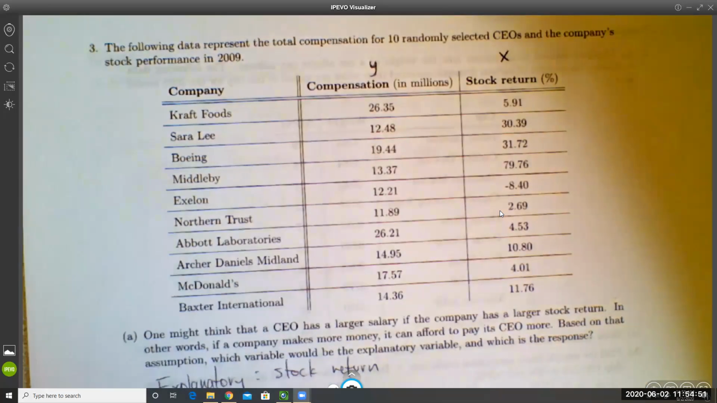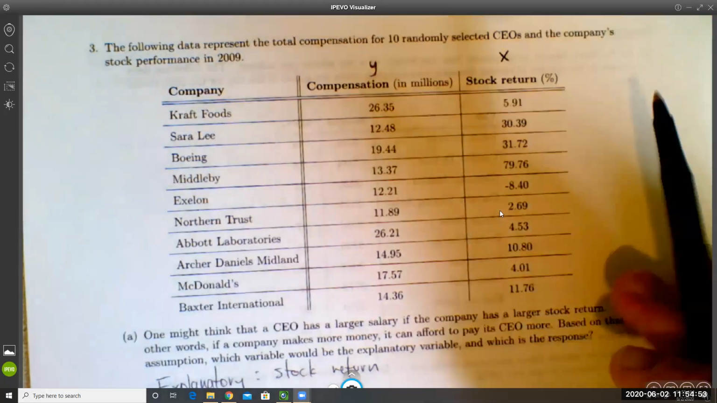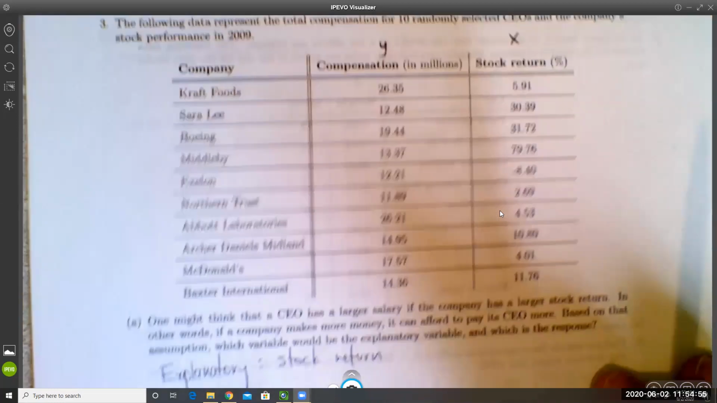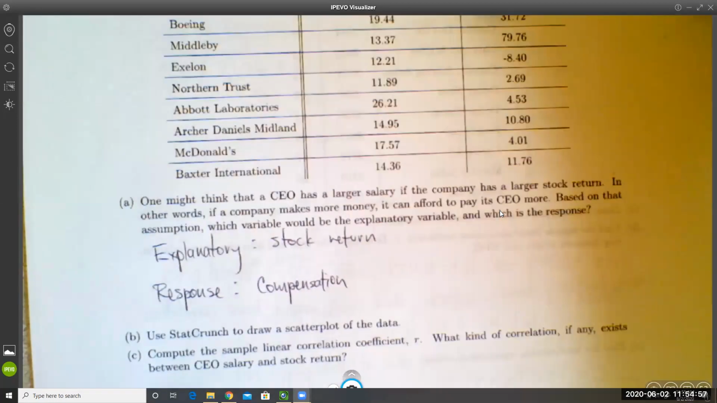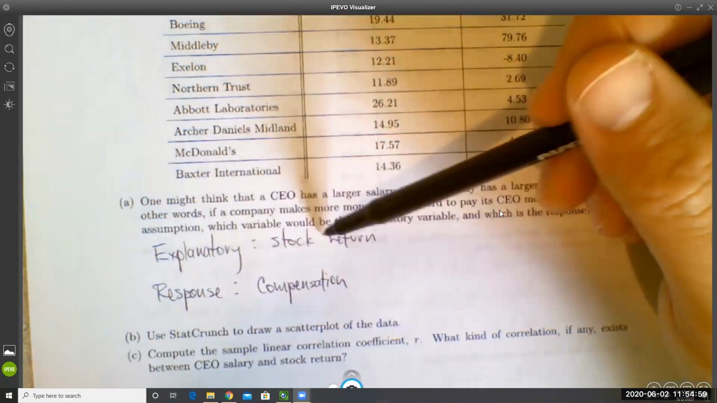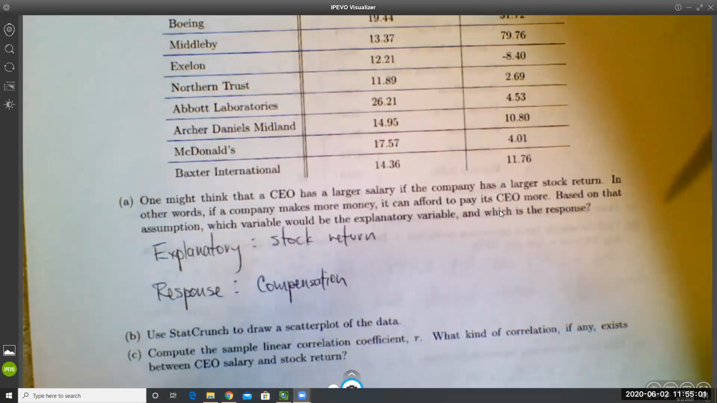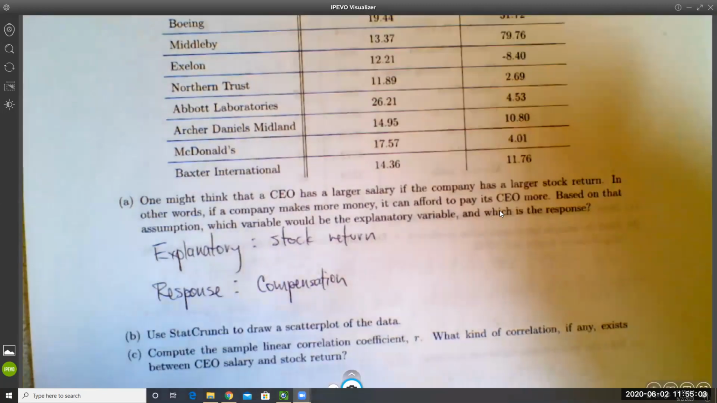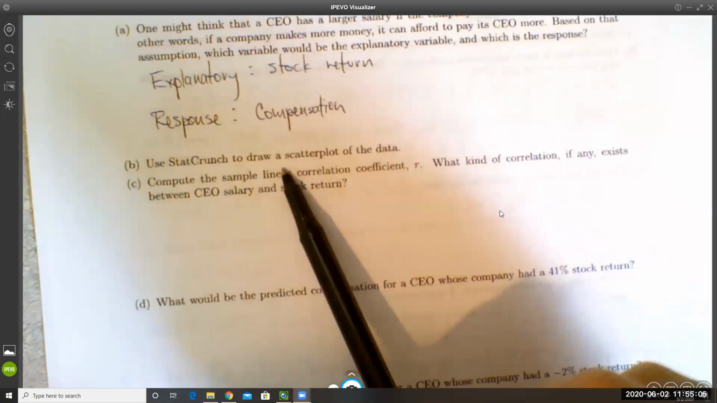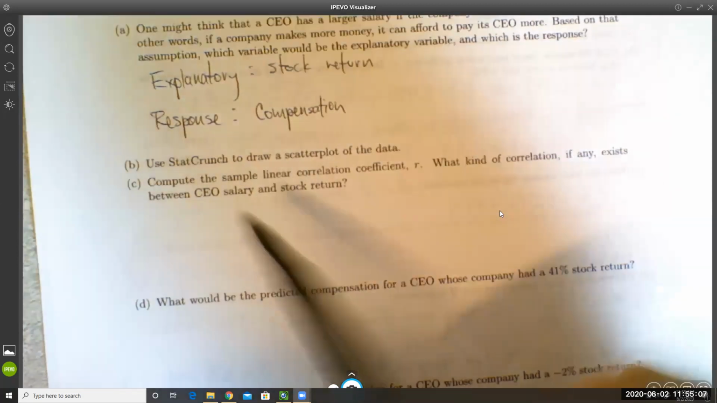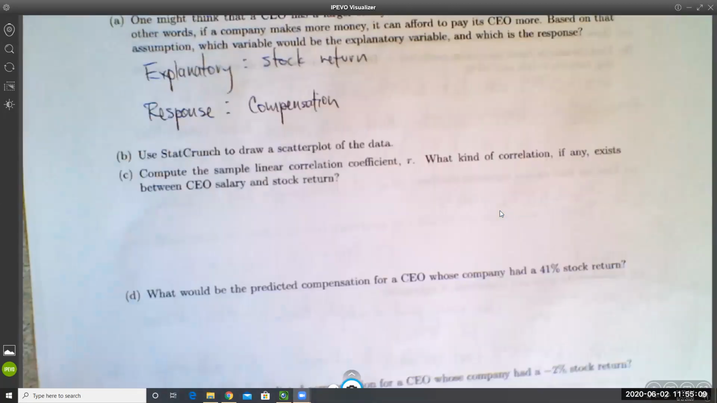You could argue the other way around, but in this particular example, we're assuming that the stock return is going to drive the compensation. Okay, so that's that. Now we're asked to draw a scatter plot, get the correlation coefficient, and make some predictions. So let's do all that.